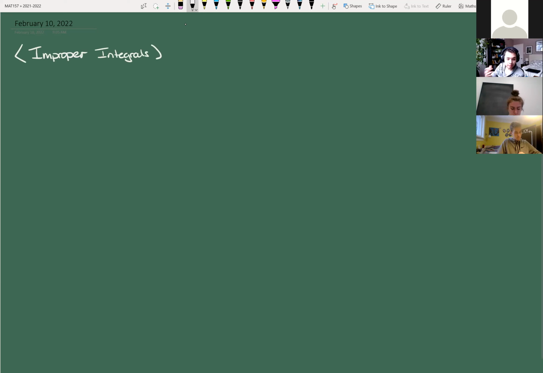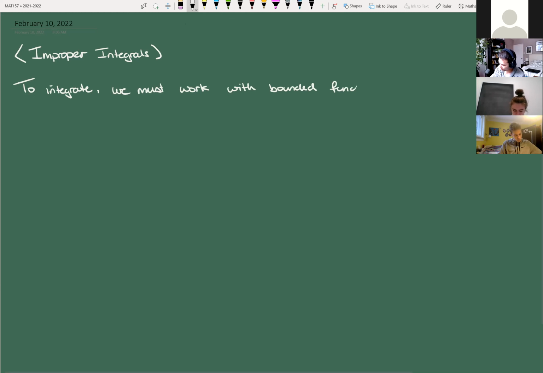Okay, so improper integrals, generally speaking, is when we try to integrate either functions that are unbounded or on domains that aren't bounded, right? So we know in order to integrate, both those things have to be bounded. Maybe we can say that. So to integrate, we must work with bounded functions and bounded domains, right? Because we work on the interval [a, b].